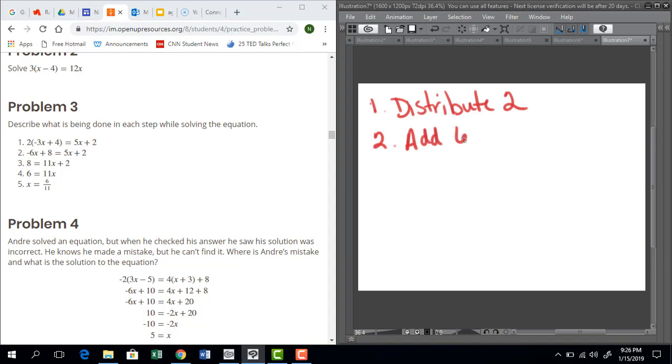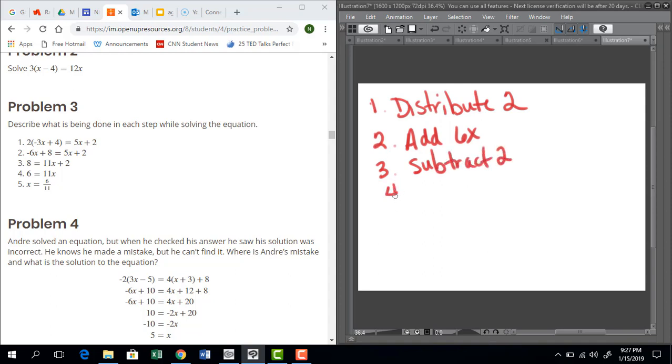Add 6x. And then after we added the 6x, we got step number 3. We got a equal to 11x plus 2. And now the 2 has left from the right-hand side of the equation. And so that means we subtracted 2 from both sides because we have to do the opposite of what we see. This says plus 2. We have to move it by subtracting 2. So step 3 is to subtract 2 from both sides of the equation.